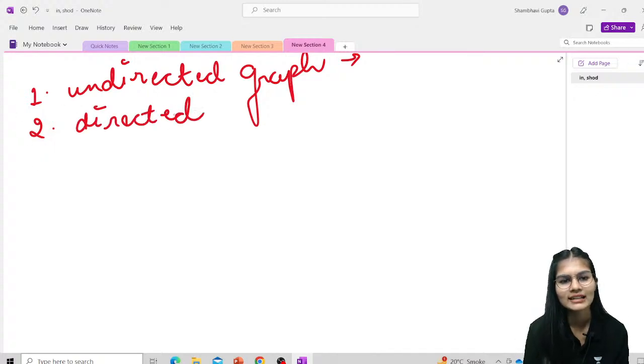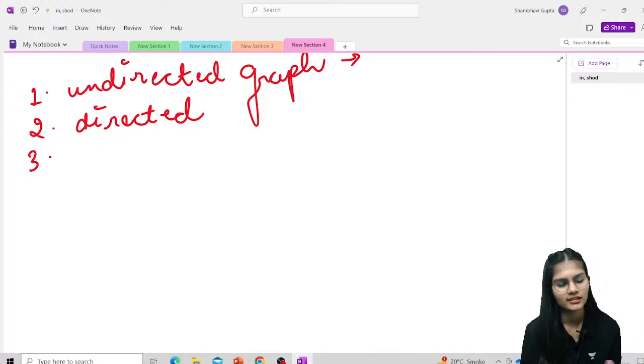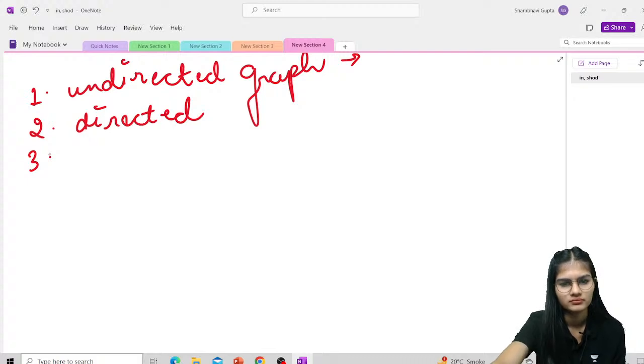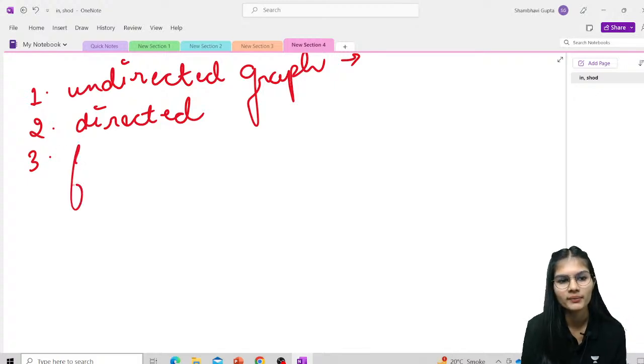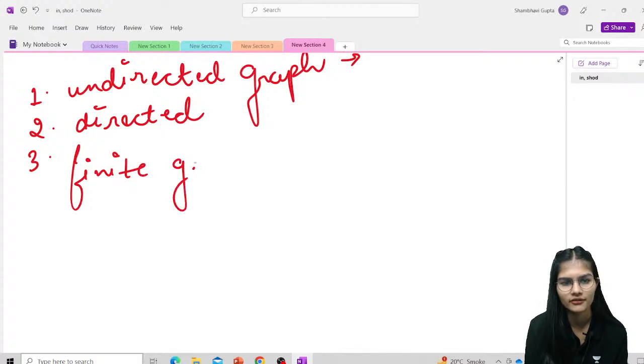Next, we have a directed graph, just the opposite of the undirected graph, where the edges have directions. That is known as your directed graph. Just the opposite of the same. Nothing new over here. Okay. Now, we have two important terms to remember. One is a finite graph.